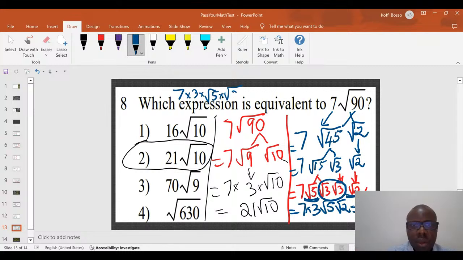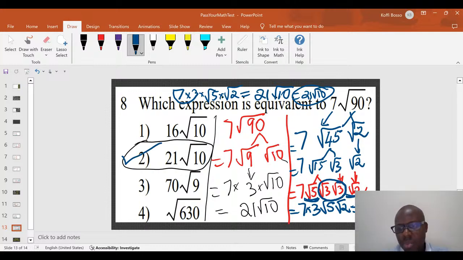So the thing is this: I can multiply 7 by 3 to get 21. And now the radical 5, I cannot break it down anymore. Radical 2, I cannot break it down anymore. Therefore, I need to multiply these two to get 5 multiplied by 2, which is 10. So my answer is 21 square root of 10, which is what we got here.